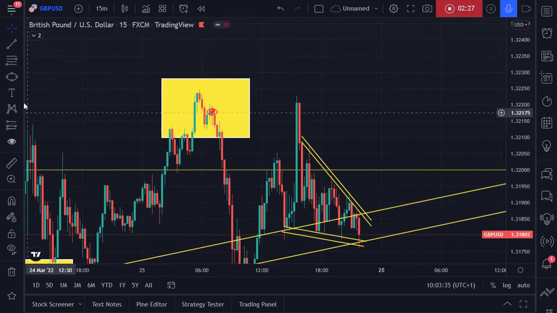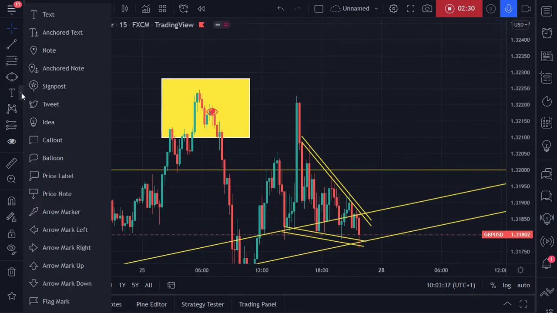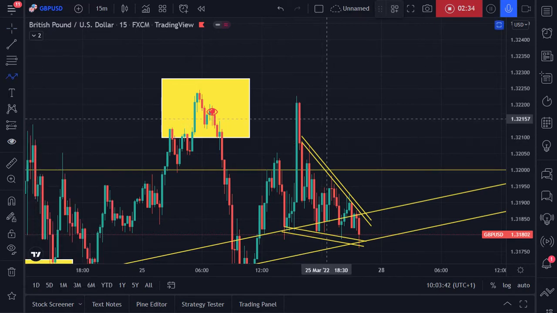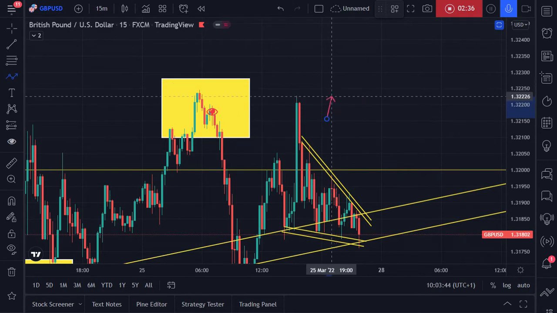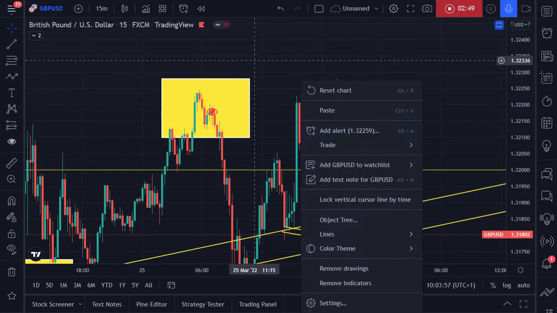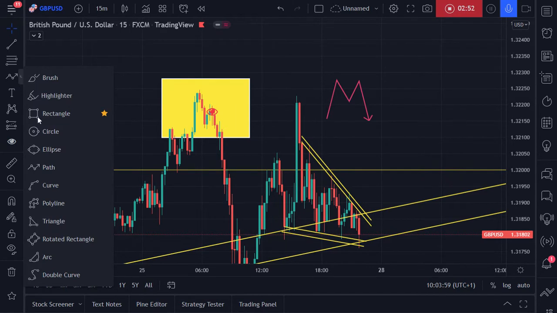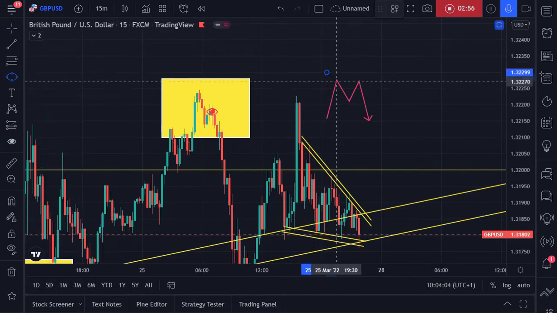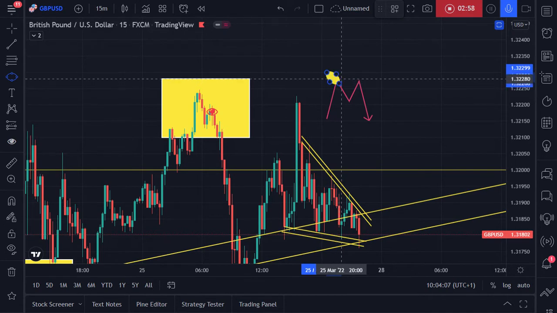Let me get this tool. You see, this is what a valid double top should look like. A valid double top should have two tops. Let me get this ellipse. Now, the tops must be characterized by weak rejections.